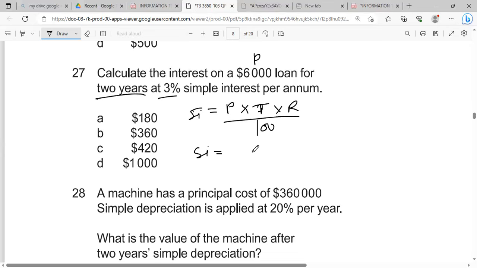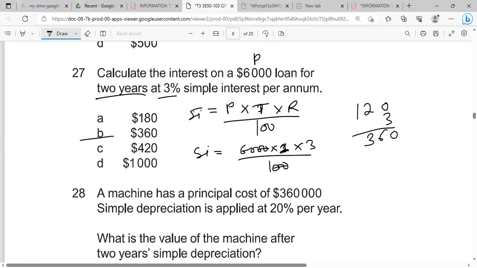So the simple interest is $6,000 times time, 2 years, times the rate, 3. It doesn't really matter the order. So let's cancel now. We divide by 100. So this gone, this gone. So we have 60 times 2, which gives us 120. And we times it by 3. So it's $360. All right, let's look at number 28.